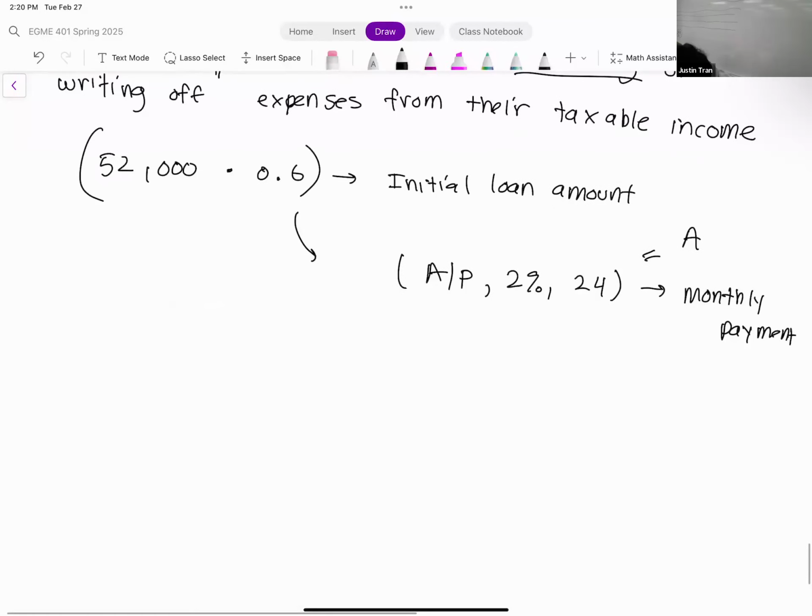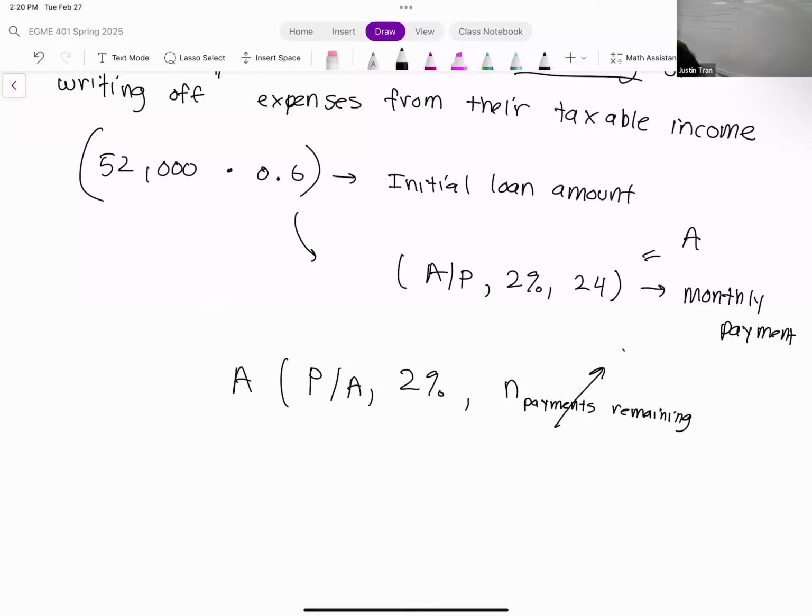Then to compute how much you have left on the loan, you take A and do P over A, 2%, and the N here is the number of payments remaining. After you made 17 payments, that means you have 7 left. So it's a little bit of a roundabout process. First you compute the payment amount, then you do a P over A with the same interest rate, and the N you use is however many payments you have left. Okay, that makes sense. All right, thank you.